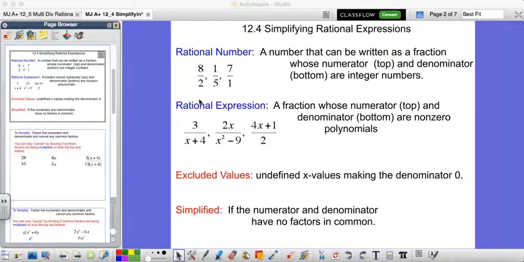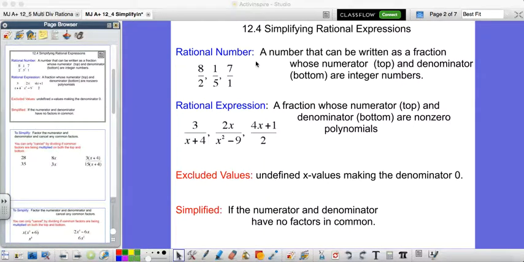So 8 over 2, that's a rational number, that would just be 4. 1 over 5, that's a rational number. 7 over 1 is also a rational number. So anything that can be written as a fraction is a rational number. So if we're talking about a rational expression now, that's just a fraction whose numerator and denominator are both non-zero polynomials. So it's the same idea.